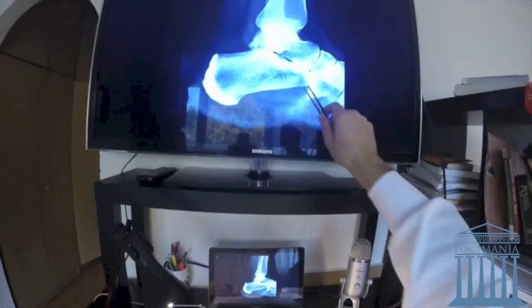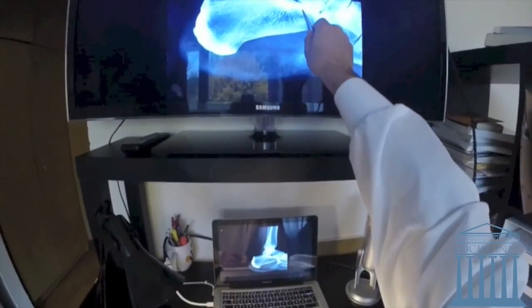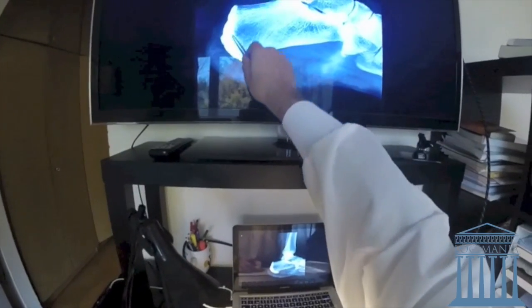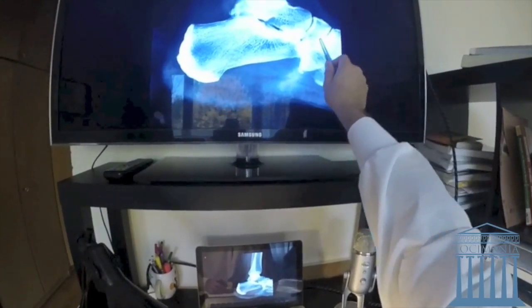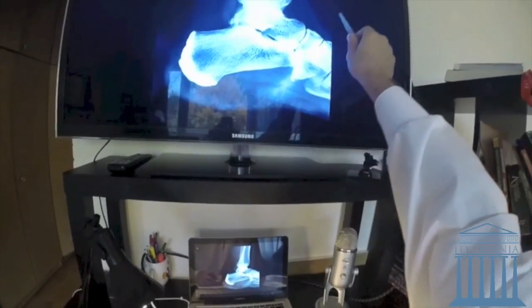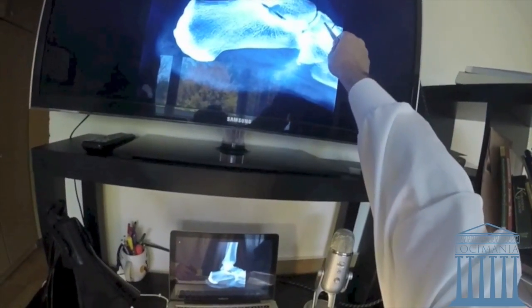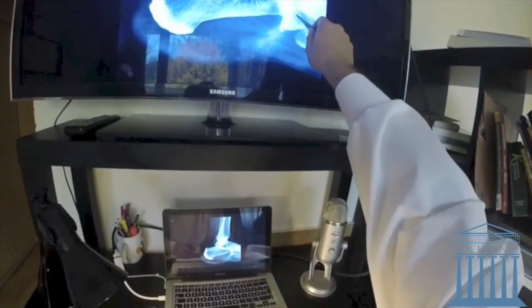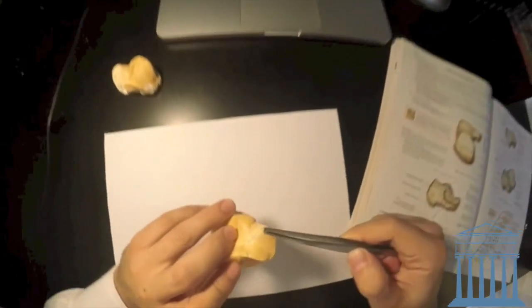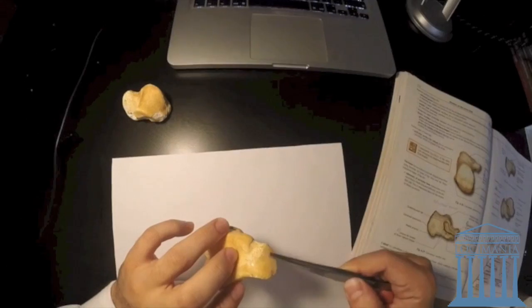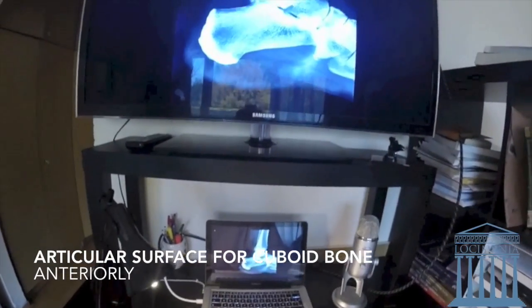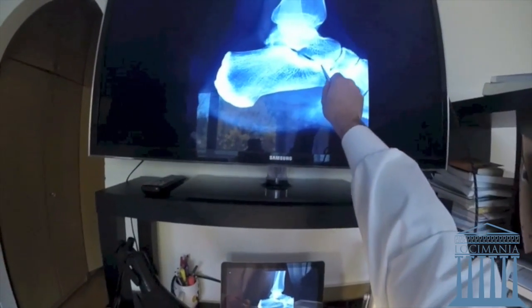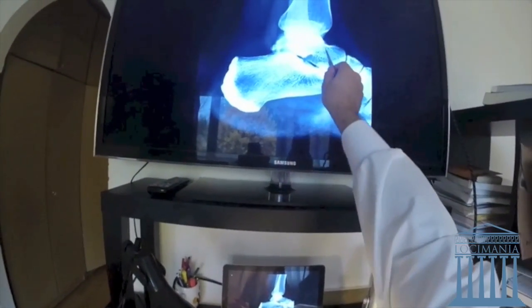Here we can see at the x-ray the lateral part right there, because we can't see the sustentaculum tali, so that's the lateral part. And over that we have the talus, and we have an articular surface for the cuboid bone and an articular surface for the navicular bone. Just beneath it, right there, as I'm pointing at, we have the articular surface for the cuboid bone, which lies anteriorly. So that was the articular surface for the cuboid bone. Here we have the calcaneus again, talus on top.